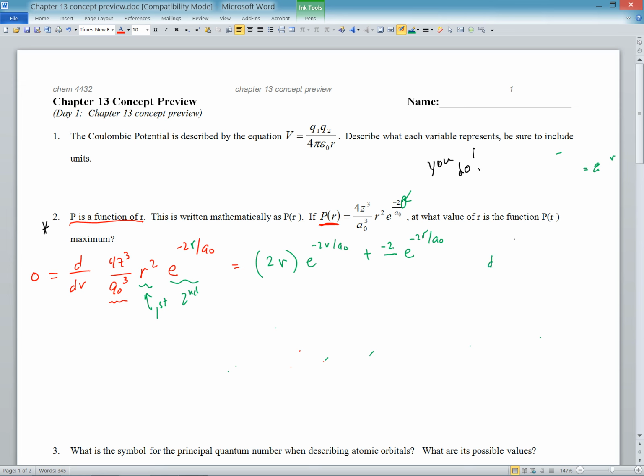If you take d dx of e to the negative ax, what would you get? Negative a times e to the negative ax, right? So what you did is you just took everything, you don't care how complicated it is, everything out in front of the x, you just put it out in front of the exponential. So what would you put out in front of the exponential? Negative 2 over a naught.